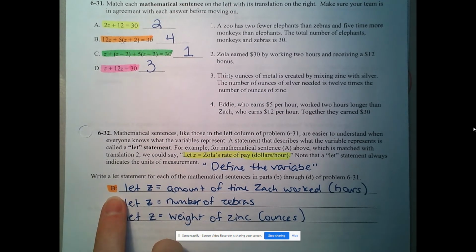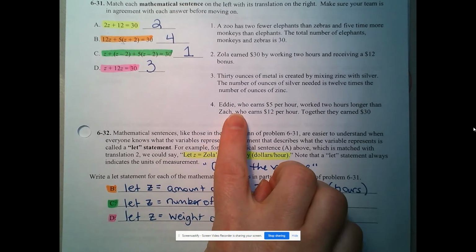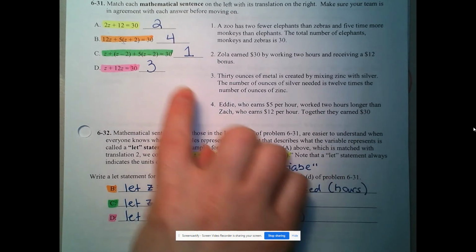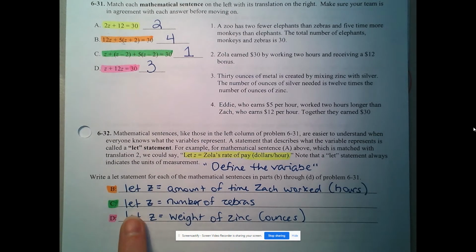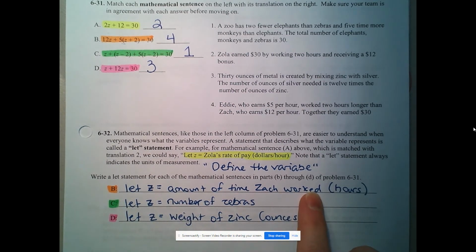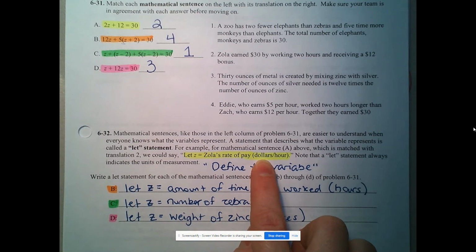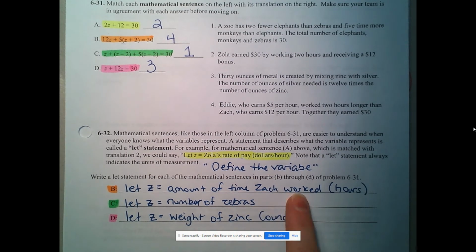Well, in scenario B, that was Eddie, who earns $5 per hour, worked 2 hours longer than Zach. So Z stands for how long Zach worked. Let Z equal amount of time Zach worked. Notice that I put the hours on the end. You also could write let Z equal hours Zach worked. And then you wouldn't have to put the hours at the end. And those are both acceptable as long as you have your units. So Zola's rate of pay was in dollars per hour. Zach worked, and he's working in hours.